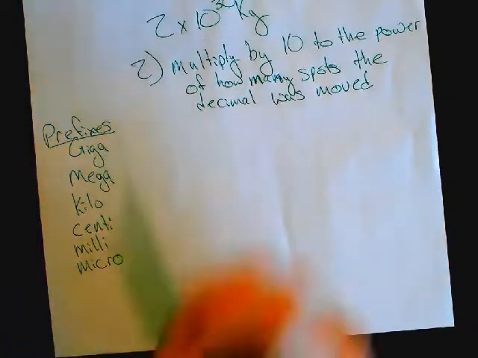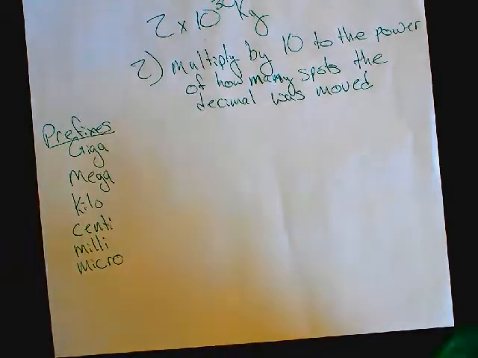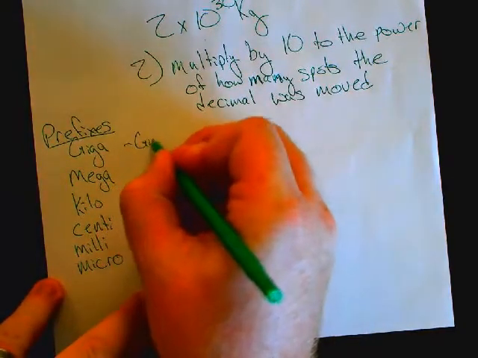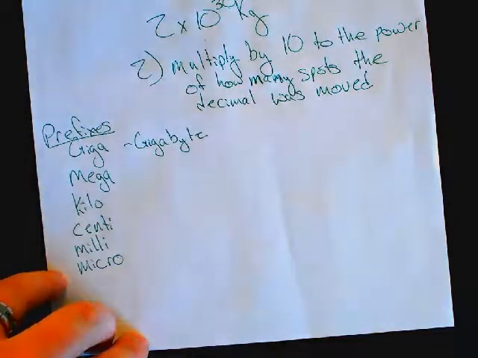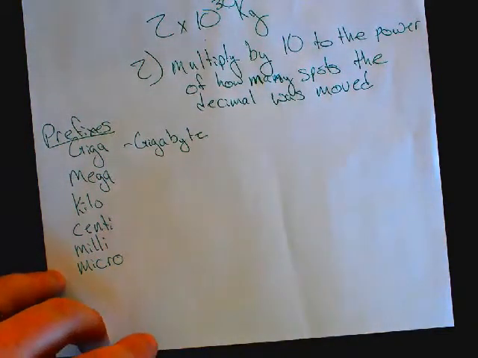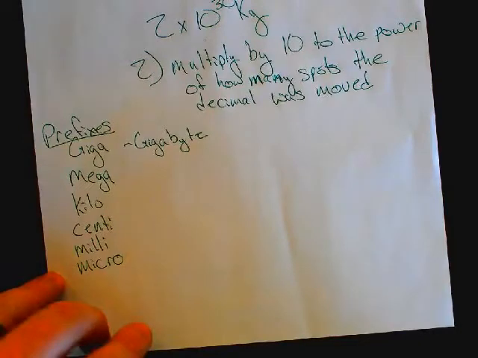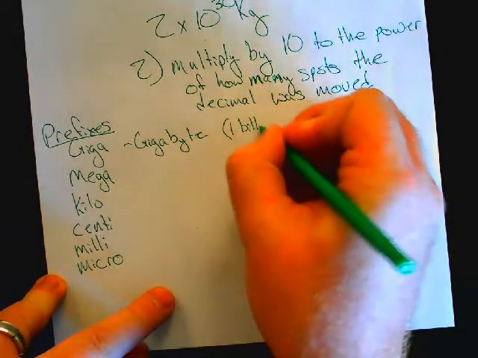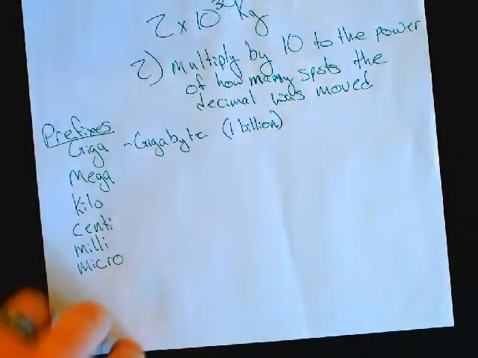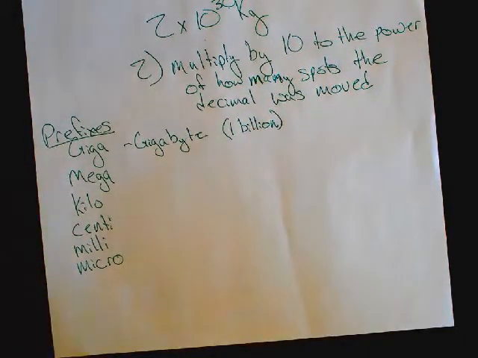Who's heard something use the term giga? What's it with reference to? Gigabyte. A gigabyte is 1 billion bytes, and a byte is a piece of information on a computer. So giga means 1 billion. So if you use up a gigabyte of data, you are using up 1 billion bytes of information.